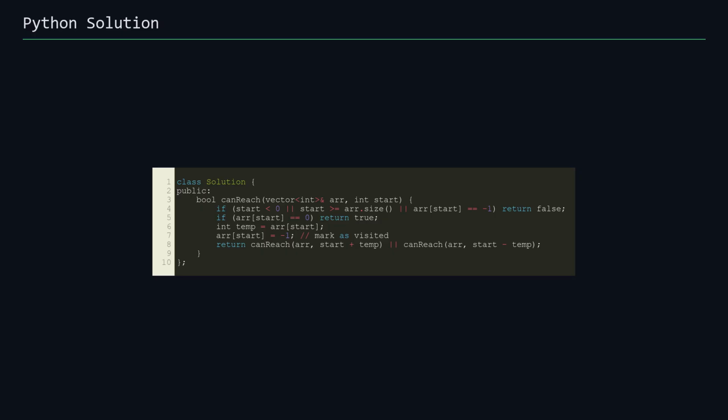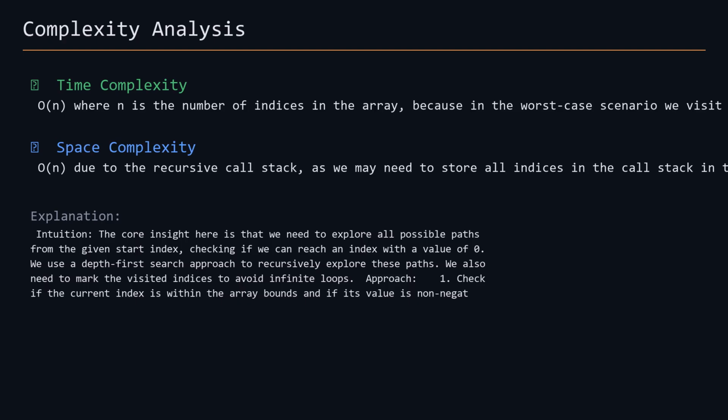Then, we store the value at the start index in a temporary variable, and we set the value at the start index to -1, to mark it as visited. Finally, we recursively call the canReach function, with the start index plus the value at the start index, or the start index minus the value at the start index, and we return the result of either of these recursive calls. Let's go through the code line by line.